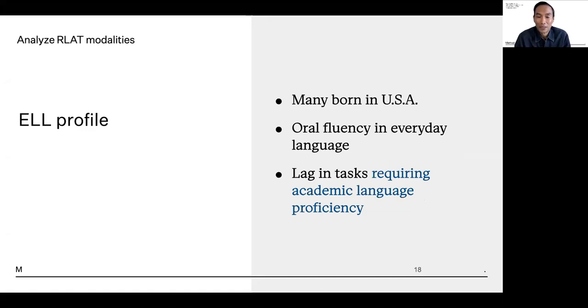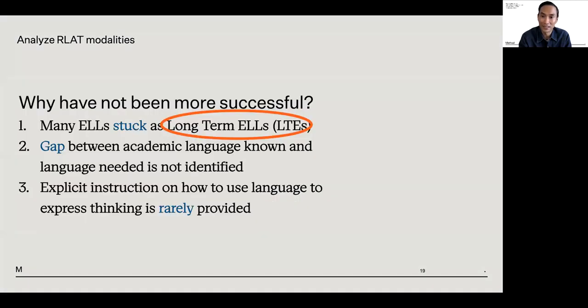The ELL profile typically, well, people think that ELLs come from different countries. Many do, but many are born in the United States. And they are very fluent in their oral language, but they lag in this academic language proficiency. So all of this underlines the need to teach direct academic language.